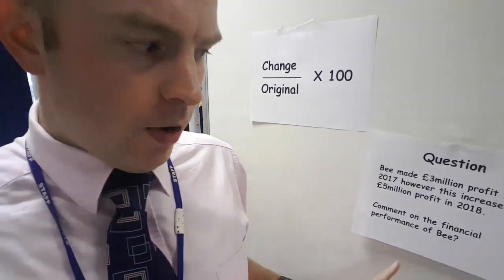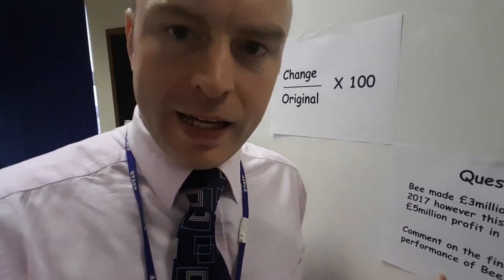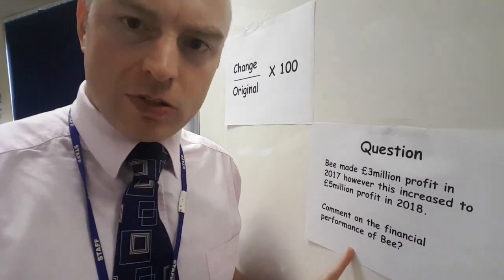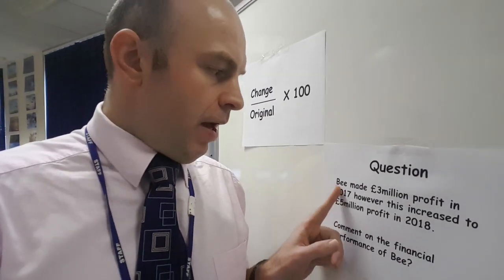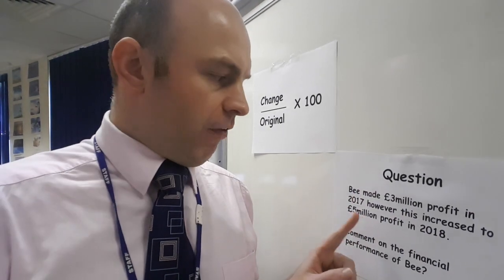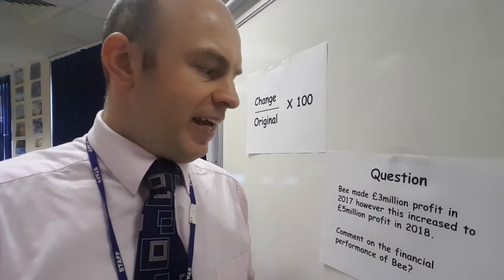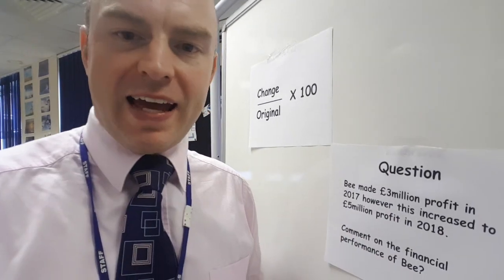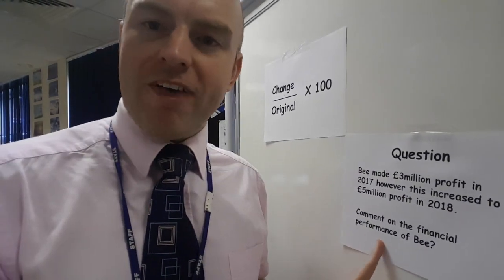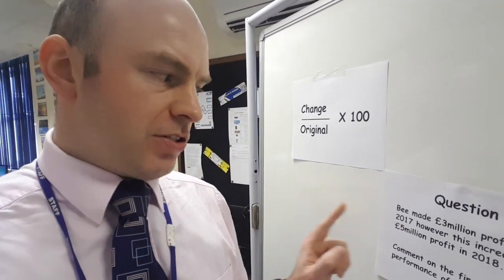So let's have a look at a question and how it might apply when it comes to your exam style situation. So in this question here, you can see Bee's made £3 million profit in 2017. However, this increased to £5 million profit in 2018. Comment on the financial position of Bee. So you've got some numbers there. You've been told that in 2017 it was 3 million, and in 2018 it's now 5 million.